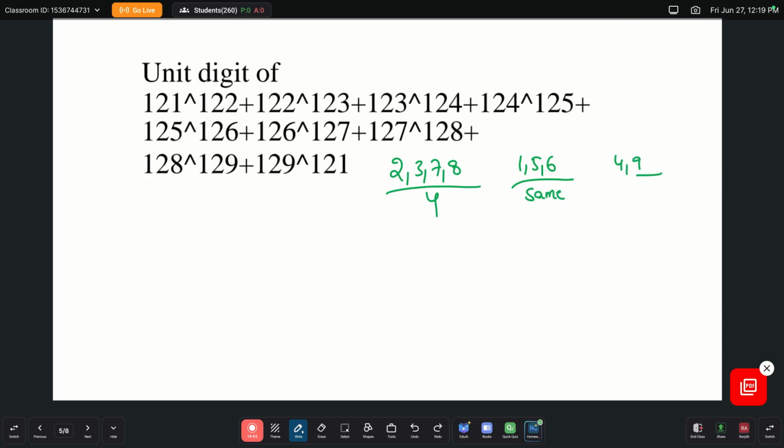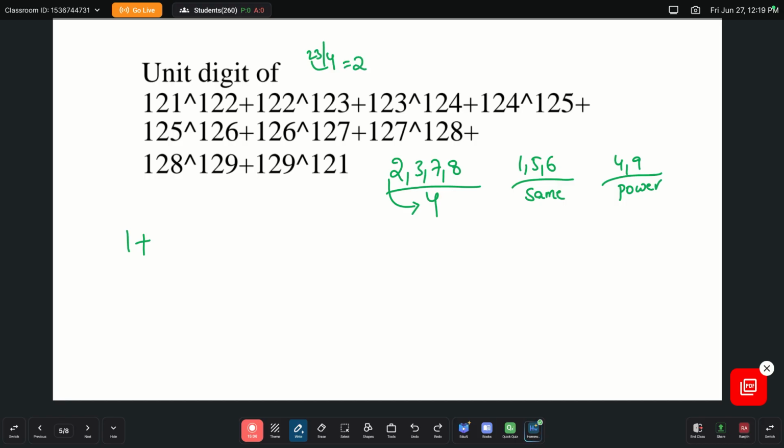Next, unit digit of given expression. 121 whole to the power of 122. So finally 129 whole to the power of 121. In 2, 3, 7, 8, after 4 steps we have repetition. In 1, 5, 6 same value.